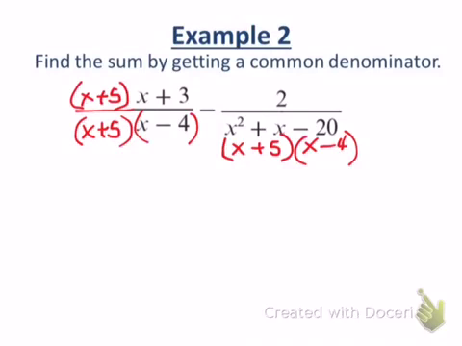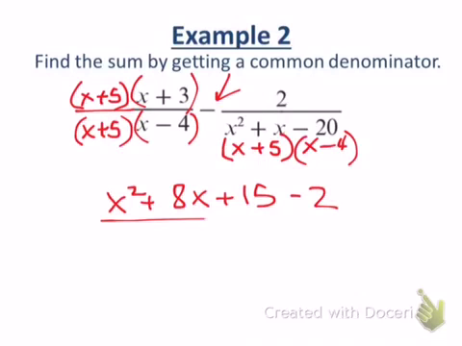Now I've got to multiply. Remember, the fraction bar is a grouping symbol, so that's in parentheses. What's x plus 5 times x plus 3? X squared plus 8x plus 15. Then, let's go ahead and do this. Minus 2 all over x plus 5.